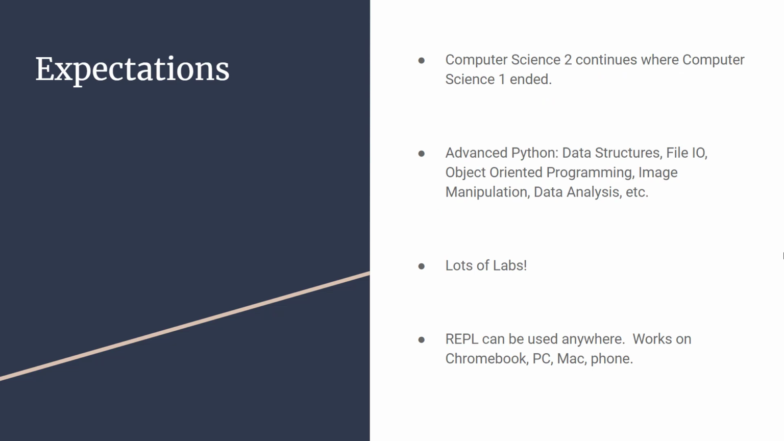So Computer Science 2 continues where Computer Science 1 left off. What we're doing is we're trying to make sure that we learn our first computer language very well before we go learn our second language when we do Java in AP Computer Science. So we're doing more advanced Python this year. We're going to be doing various data structures. We're doing file input and output. We're going to get into some object-oriented programming, try our hand at some image manipulation, maybe data analysis and graphing. Just a variety of topics that will really help us truly understand Python and have a lot of experience with Python.